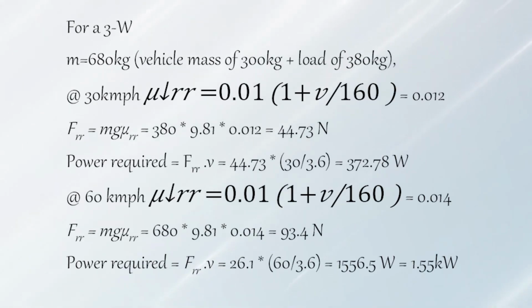And in case if you consider a 3 wheeler, suppose the vehicle mass is 300 kg and the load is somewhere around 380 kg. So, at 30 kilometers per hour speed, mu r r will be 0.01 into again 1 plus v by 160, which is 0.012, and the force that is required to overcome it is 44.73 Newton, where the power required will be around 372 watt.